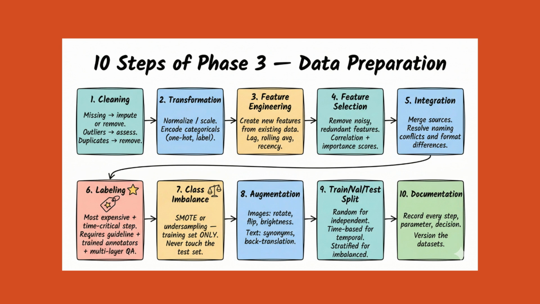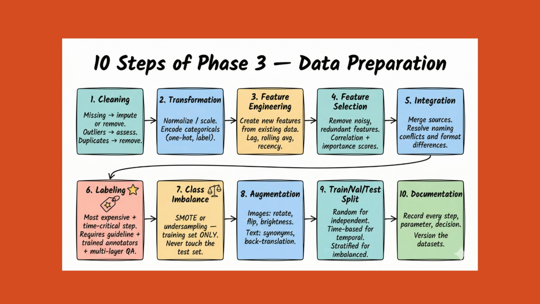Step 3. Feature engineering. Create new features from existing data. Time series: lag values, rolling averages, day of week. Transactional: recency, frequency, customer average value. Domain knowledge drives the best features. Step 4. Feature selection. Remove noisy, redundant, or overfitting-prone features. Correlation analysis, variance thresholds, or model importance scores identify the best subset.